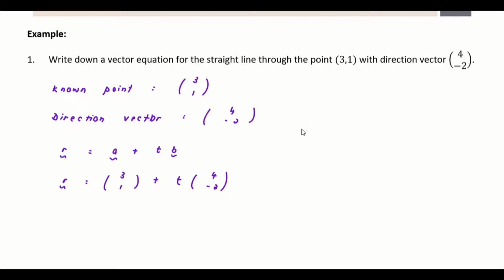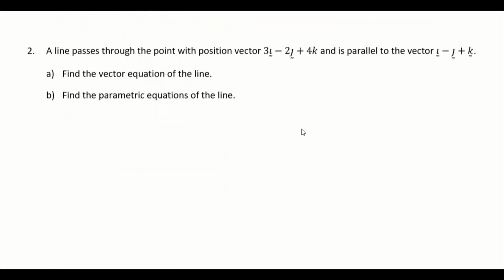Okay, so let's try to look at example 2. This is a 3D form, but actually the idea is the same. The line passes through a point with the position vector. This is the known point that we have just now. Then after that it is parallel to the vector i minus j plus k. Part A: find the vector equation of the line.